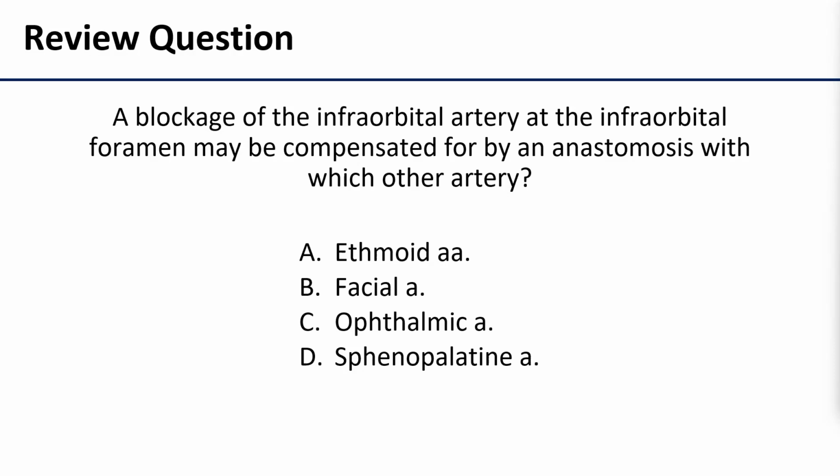And that will bring us to the end of the material. Here is your review question. A blockage of the infraorbital artery at the infraorbital foramen may be compensated for by an anastomosis with which other artery?